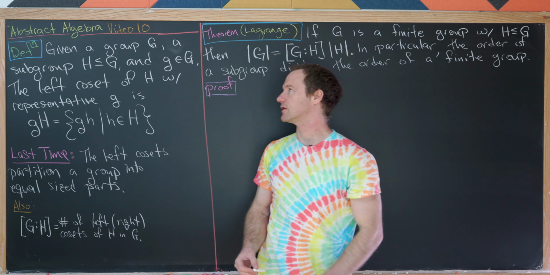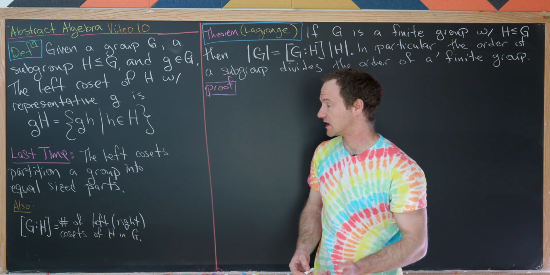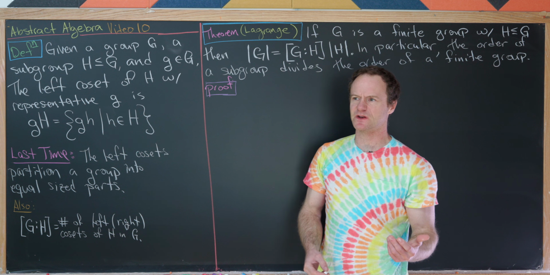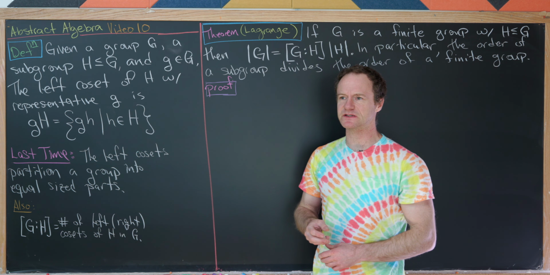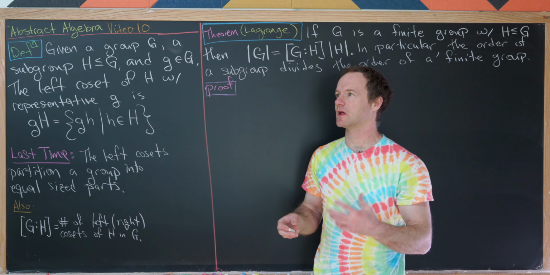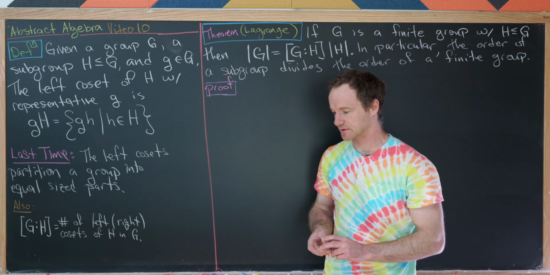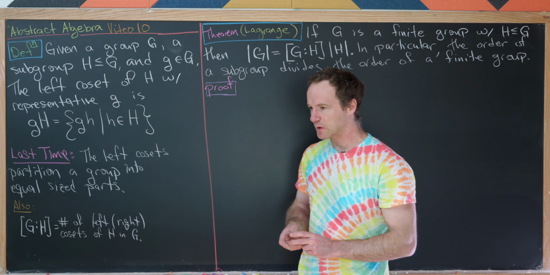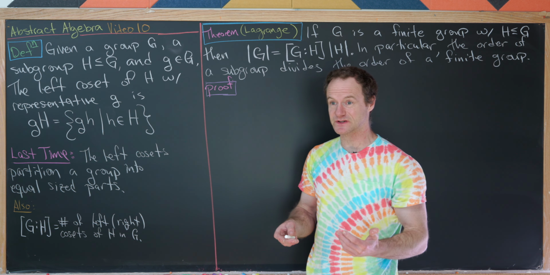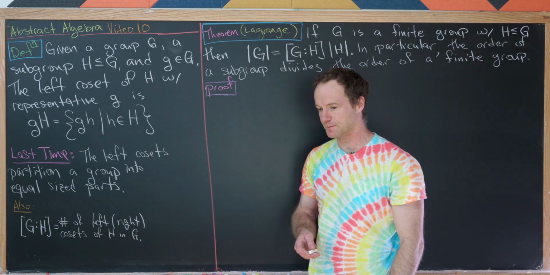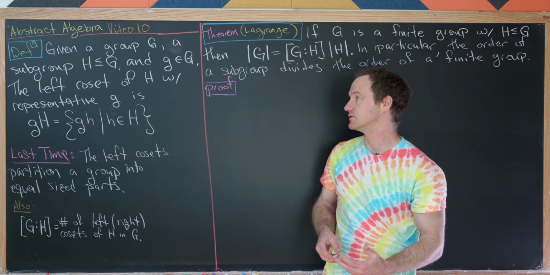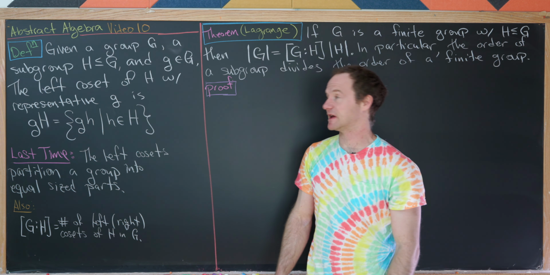This is the 10th video in a series devoted to abstract algebra. In the previous video, we looked at the notion of a coset, and we proved some things about cosets in general, as well as looked at lots of examples of cosets. And now we want to prove one of the most important results involving cosets. That's called Lagrange's theorem.